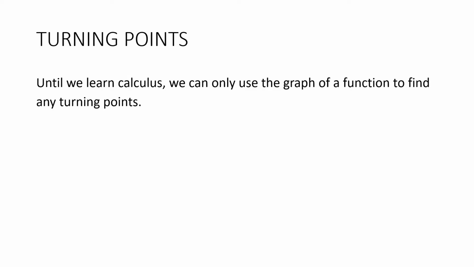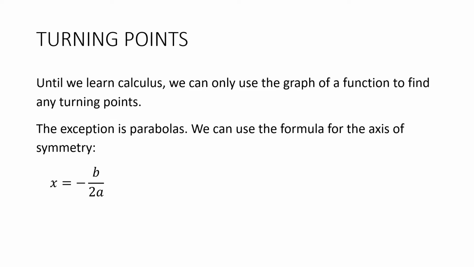Now, until we learn calculus, we can only use the graph of a function to find any turning points. There is one exception, and that's parabolas, where we can use the formula for the axis of symmetry, and that's x is equal to -b on 2a. Now remember, with a parabola, they're symmetrical about the axis of symmetry, which is here, and so that's going to give us the x coordinate. And then we just substitute into the actual function itself to get the y coordinate.